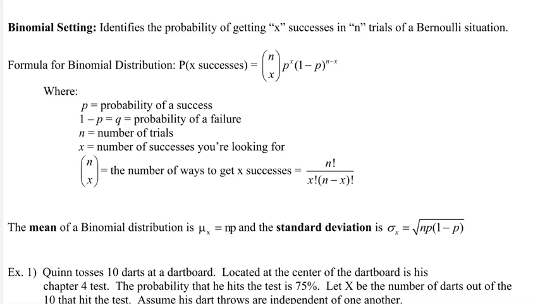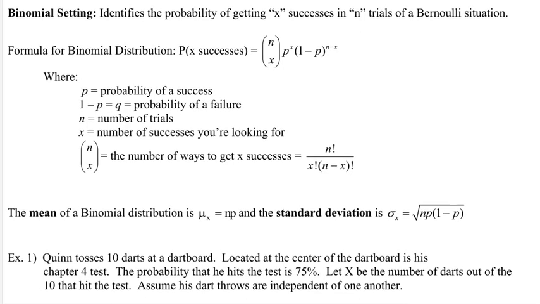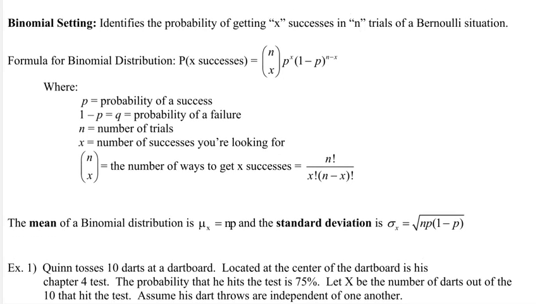Okay. So a binomial setting identifies the probability of getting some number of successes, right? X successes in the n number of trials in a Bernoulli situation. So again, maybe I'm going to shoot 20 free throws. I want to know what is the probability that I get 13 or more makes in my 20 shots. That would be a binomial setting because I want a certain number of successes. I only have 2 outcomes, and I'm doing this trial many, many times.